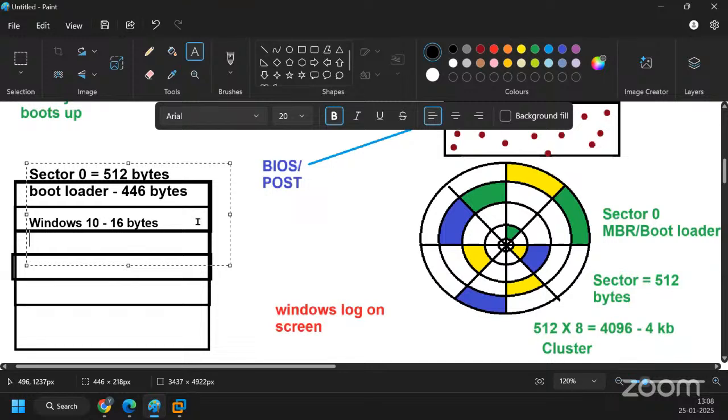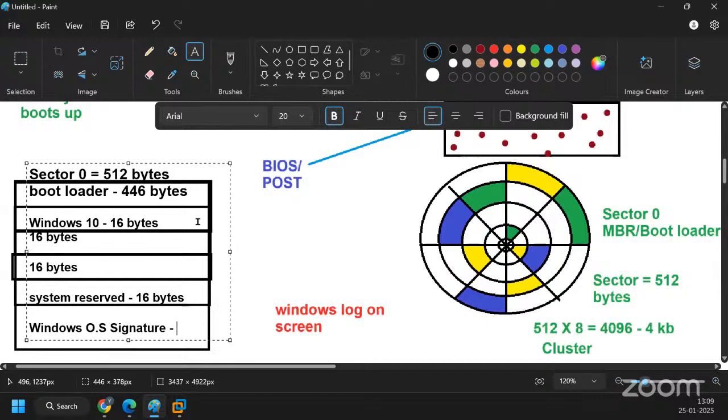Right. Then after that, if we have created dual booting, meaning that in a single system we have multiple operating systems, then their information will also get stored. But now let's say we have not created something like that. So the 16 bytes will be consumed, and then another 16 bytes will be consumed by the system reserve. And last, we will have the Windows operating system signature, which has a size of 2 bytes.